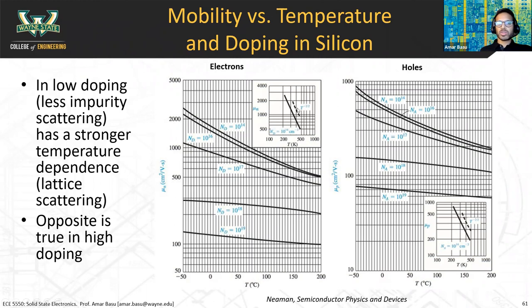This is another slide that just shows the mobility versus temperature and doping in silicon. This is showing the electron mobility and hole mobility. This is something that you can just use as a reference. And what you can see basically is that as temperature increases, the mobilities drop. This is due to lattice scattering. Impurity scattering starts to drop mobility at really low temperatures, but we're not really looking at those temperatures in this graph. This graph is looking at room temperature all the way up to 200 Celsius. So this is the region where lattice scattering is dominant. And you can see the mobilities versus temperature for all these different doping concentrations. You can use this for your homeworks and such.